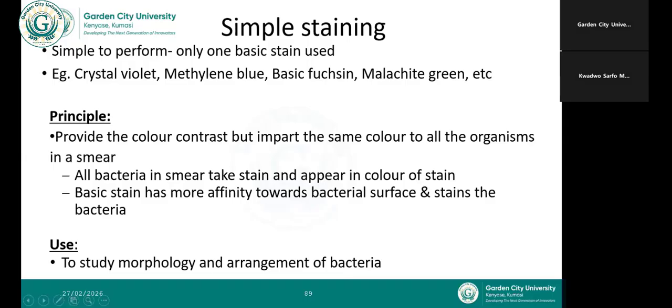So simple staining, only one stain is applied. You can use crystal violet, methylene blue, basic fuchsin, malachite green. If you're able to use all these stains on bacteria, then are they acidic or basic stains? And what is the charge exhibited by the chromogen?